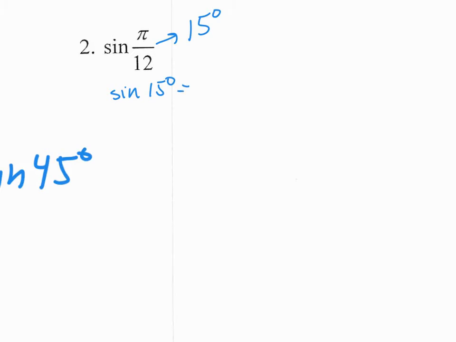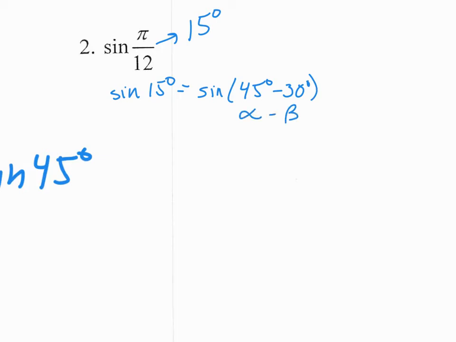And now we're trying to think, what two angles do I know that add or subtract to make 15 degrees? And I see 45 and 30. If you were thinking 60 and 45, that also works. But I'm going to go with 45 and 30. So I'm going to rewrite sine 15 as sine of 45 degrees minus 30 degrees. All right, and there's my alpha minus beta.